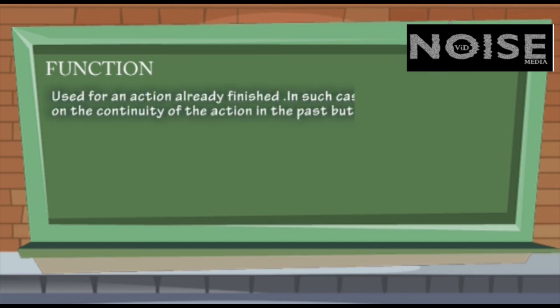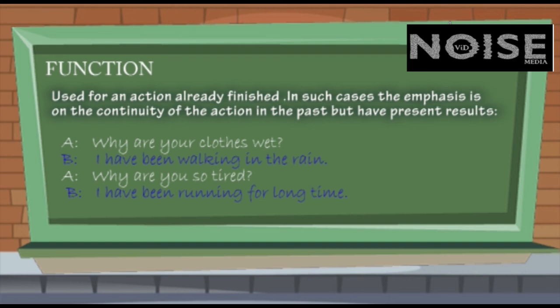And this tense is also sometimes used for an action already finished. In such cases, the emphasis is on the continuity of the action in the past but with present results. For example, why are you wet, or why are your clothes wet? And the person says, I've been walking in the rain. His walking in the rain is over now, but the effect is still there. What is that? His clothes are wet. One more example. Why are you so tired? Well, I've been running for a long time.